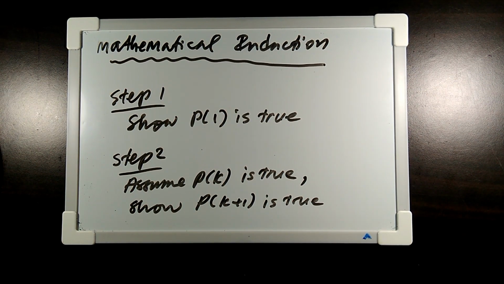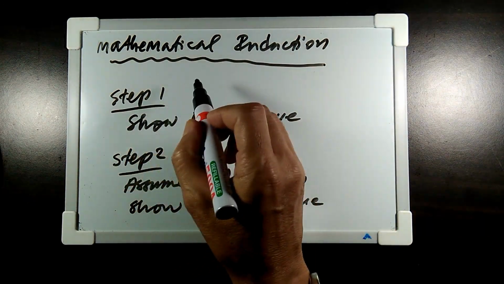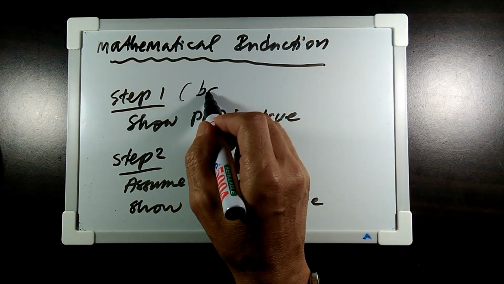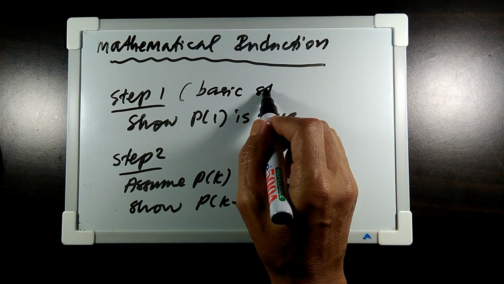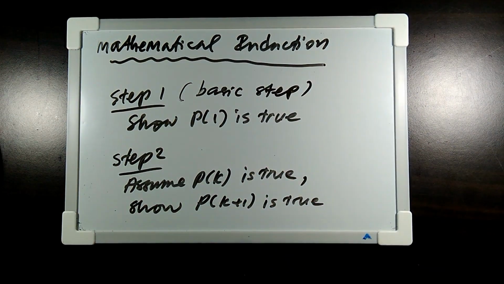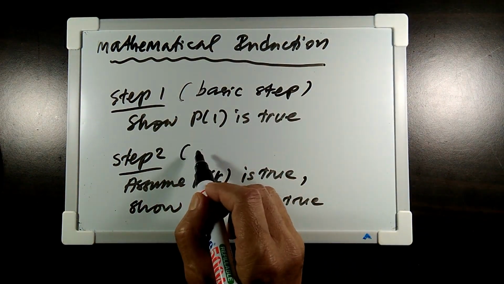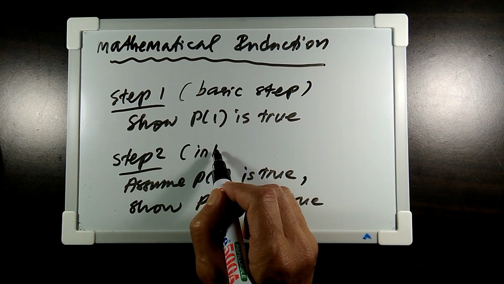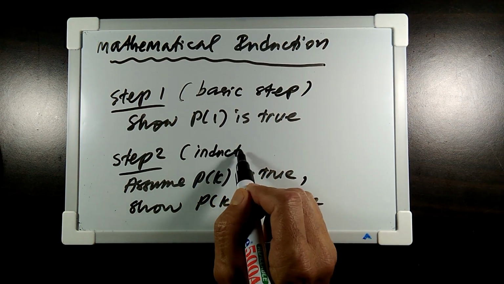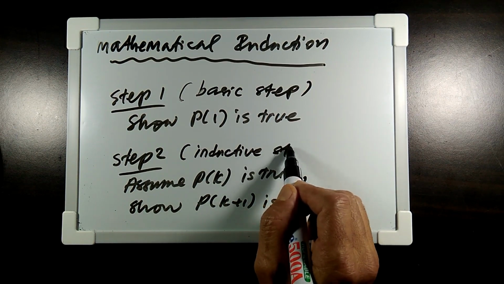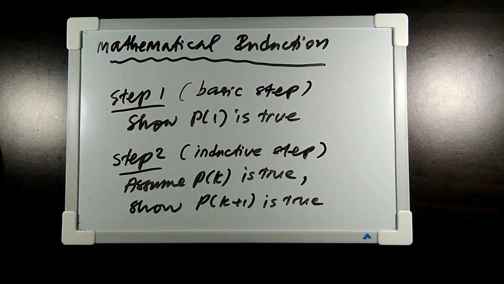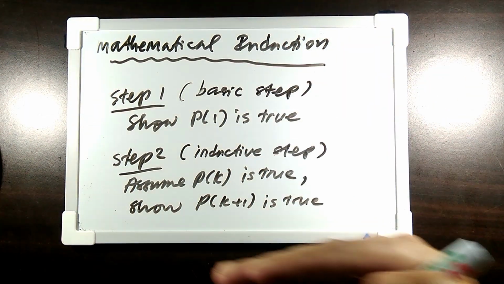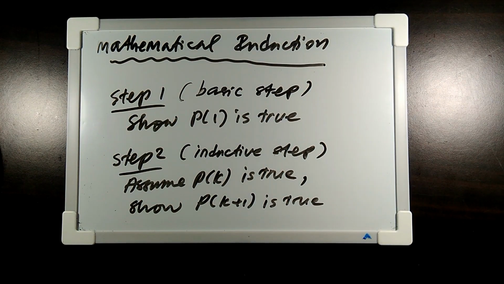Some books or some authors write step 1 as the basic step. For step 2, they call it the inductive step. Like this. That's basically what we call the process that we have to go through in proving by using mathematical induction.